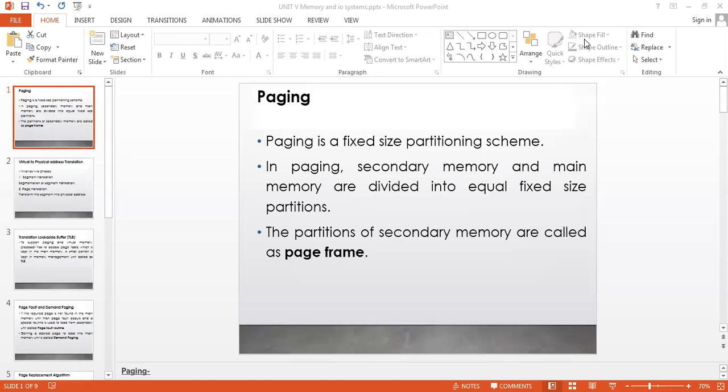So partitioning of secondary memory is called a page frame. So if you are storing the data with the help of partitioning, each and every data will be stored in the form of a page frame. Each and every data will be stored in memory with the help of address representation. So we have majorly two types of address representation. One is virtual address, another one is physical address.